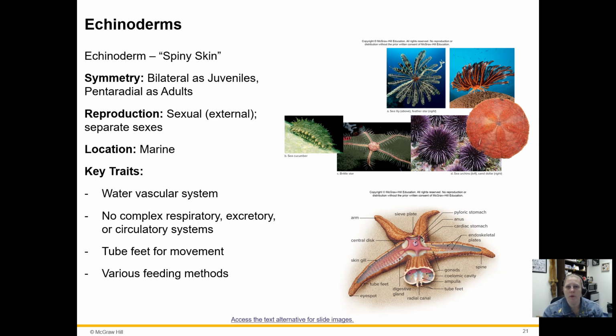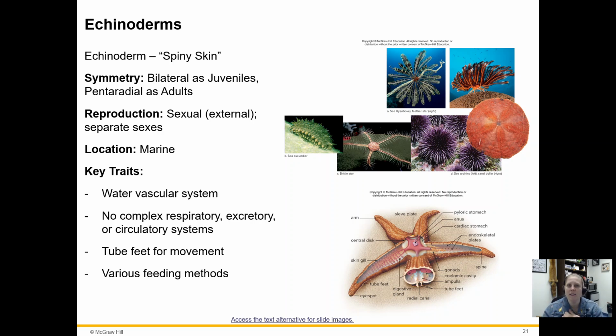These are all marine animals. There are no terrestrial or freshwater echinoderms. They are all marine because they have a unique system called the water vascular system. What they do is pull seawater into their bodies through something called a sieve plate or madreporite, and that allows them to circulate that water through their body and then remove it. So they don't have any complex respiratory, excretory, or circulatory systems. That water vascular system makes up all of the other things.